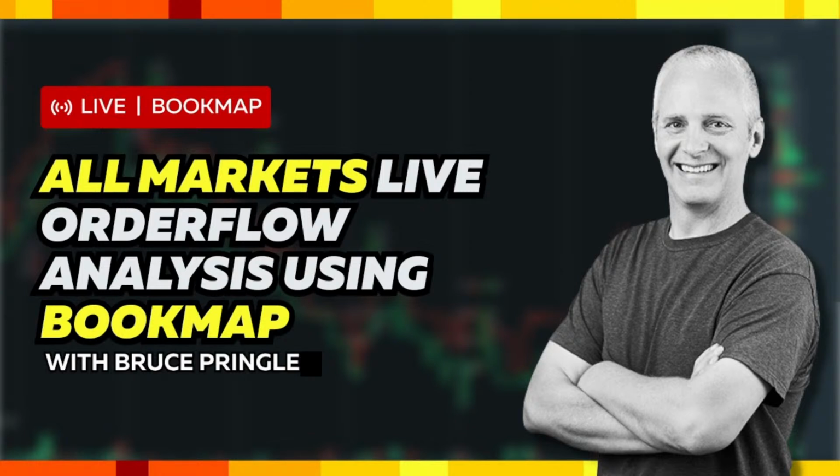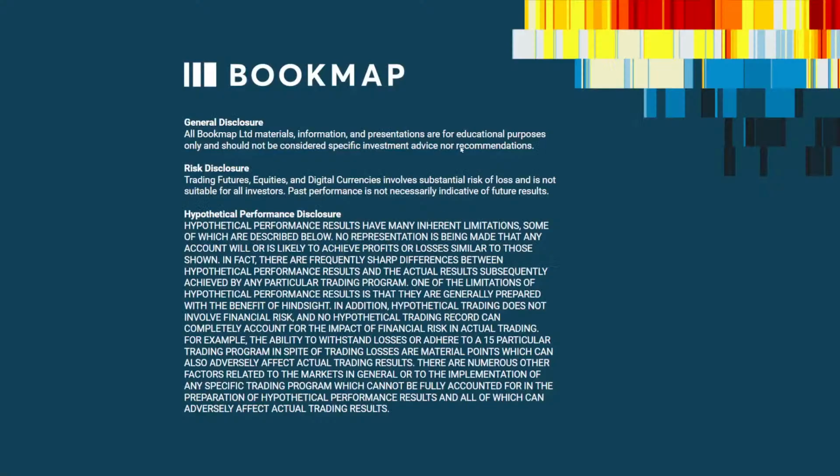This is Bruce at Bookmap, and we're going to go through order flow in Bookmap and forward-looking analysis here. That's what we do, and we can do that if we read the order flow correctly. Forward-looking, that's the edge here. So anyway, we'll jump right in.